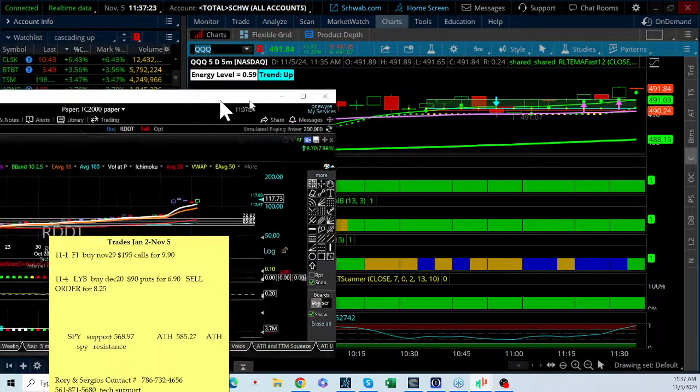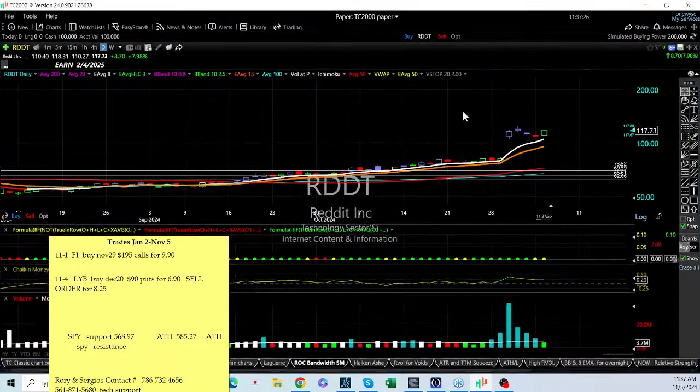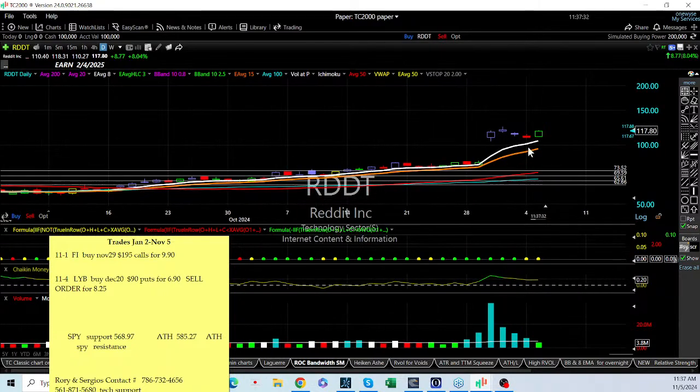Here's the Reddit setup right here. Big gap up here, nice earnings, pulls back close to the 8. Now bouncing off of it, the 8's moving up pretty nicely. So it's a nice little setup right here on Reddit. You want to give it some time because you know it could come back to the 8, no question about that. But you want to see it get above here.